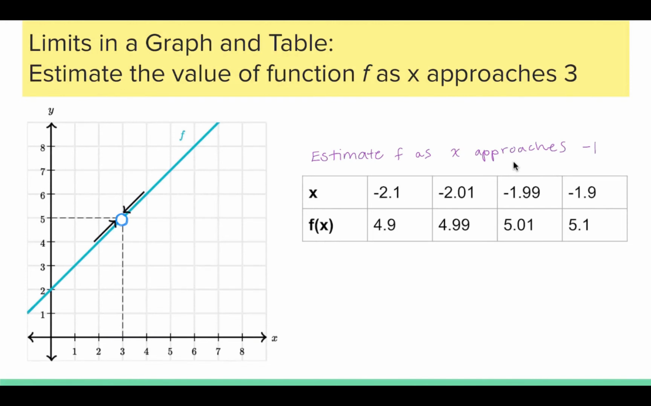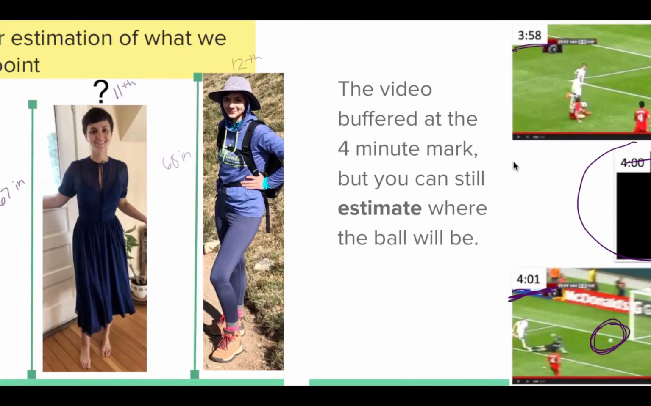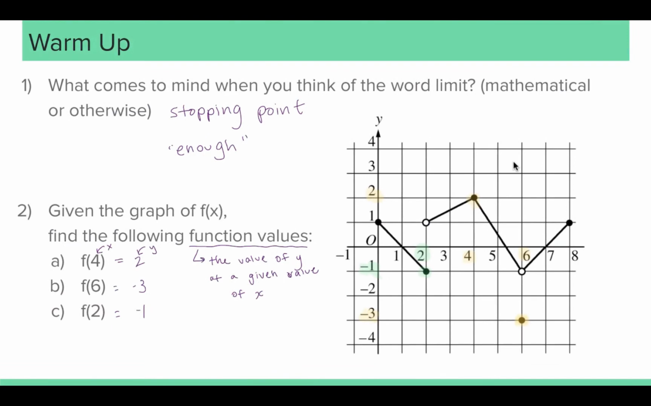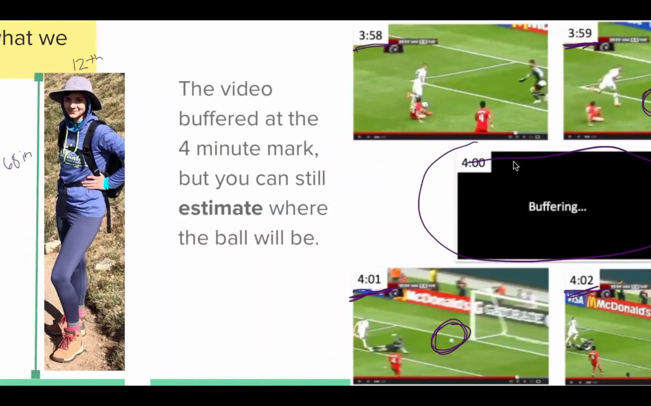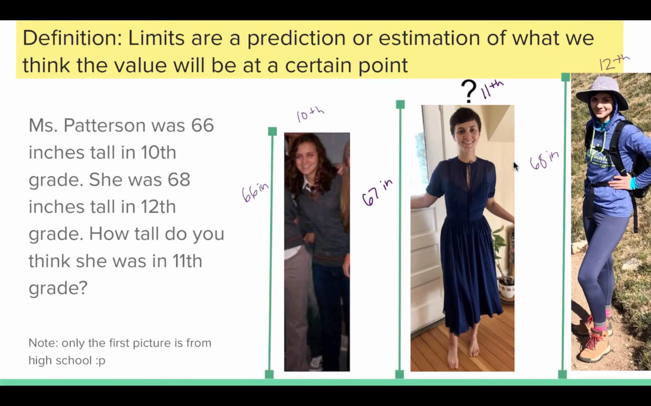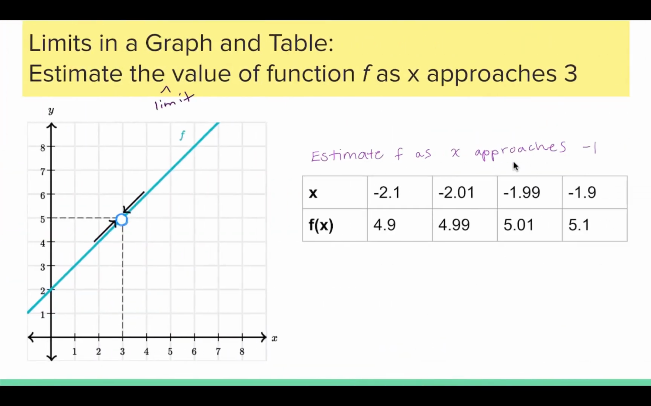Okay? So estimate the value of a function f as x approaches 3. And I'm actually going to estimate the limit value of the function, because we're not finding the actual function value. There's a difference. What I did in the warm-up was finding the function value, which is what's happening at the point. A limit is an approximation about what's going to happen near the point. So it's what happens when you get near the point.